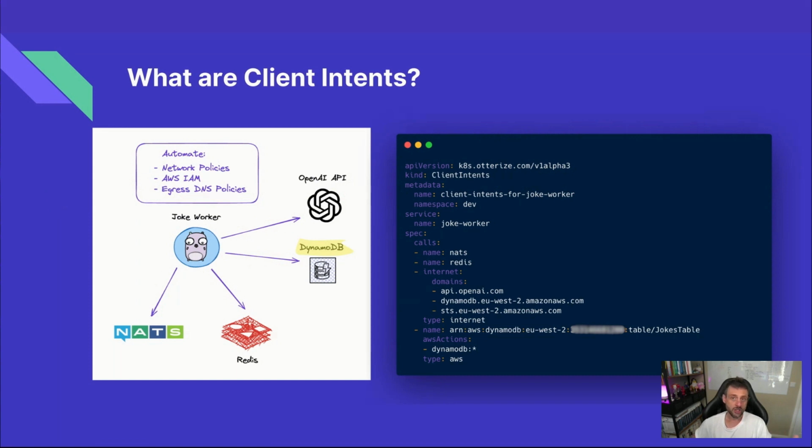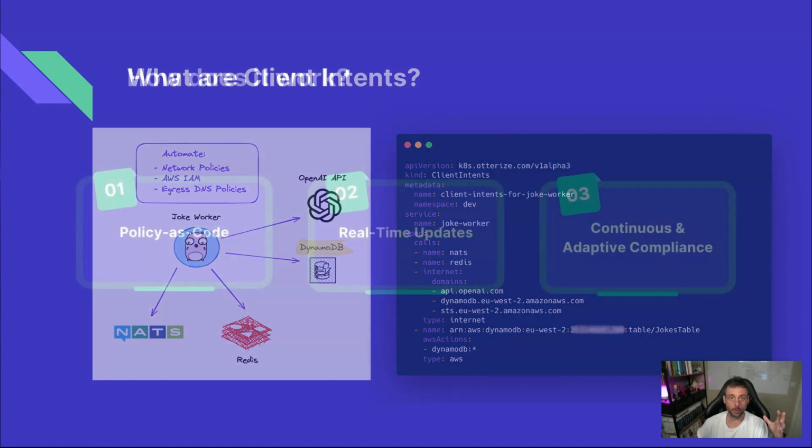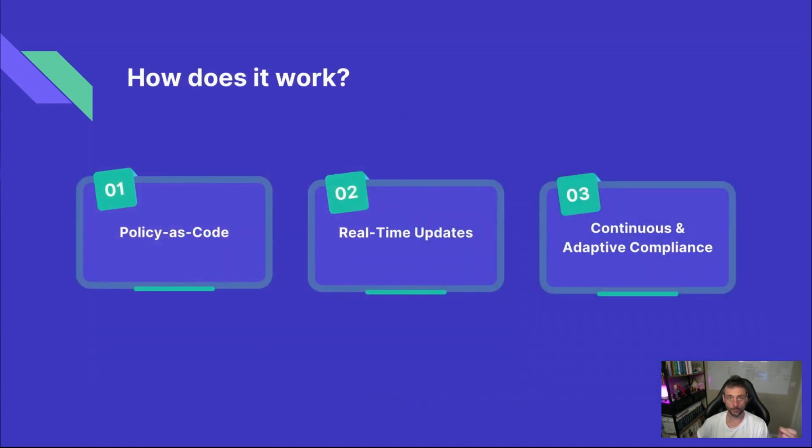We could even imagine adding an external admission controller like Kyverno to perform additional compliance checks during the CI workflow. But most importantly, we've just opened up a world of possibilities in terms of automation and processes to ensure a safe production deployment. So, how does client intents work?